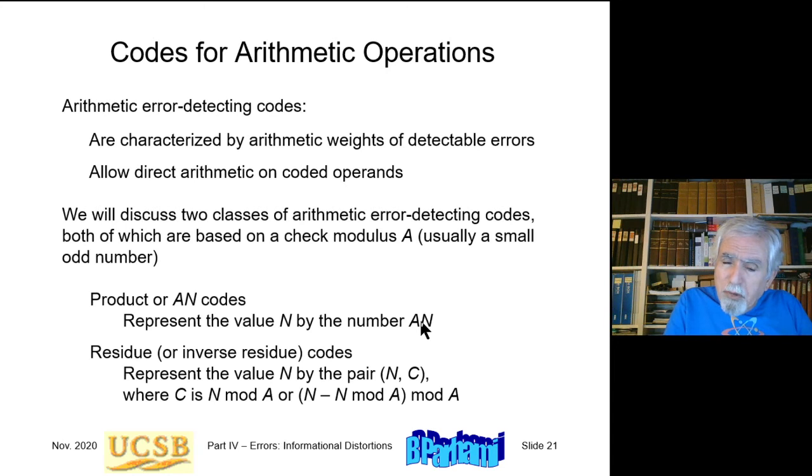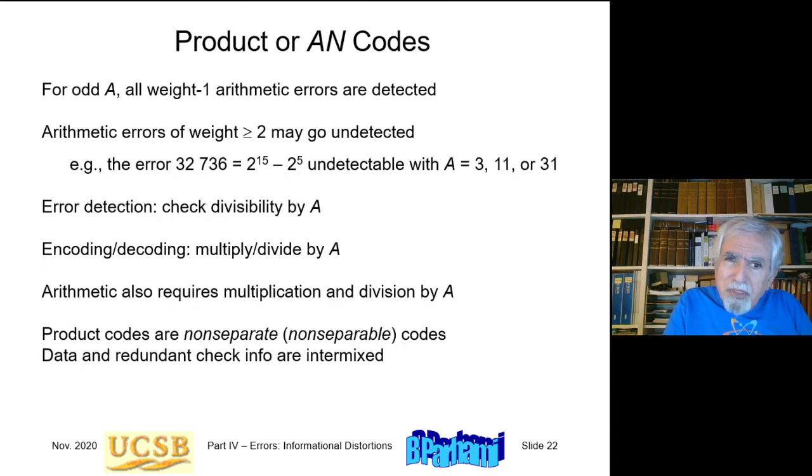This is a non-separable code because when you multiply a number by a, n itself does not appear in the result. This is a separable code because the check part is distinct from the data part. Okay, so let's see some examples of these.